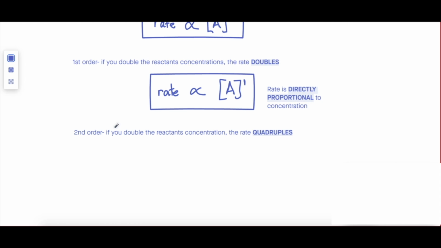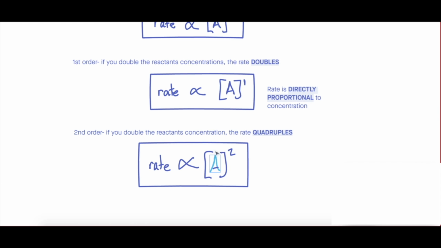The reason for that is because the rate is proportional to the reactant concentration squared. So if you double the reactant's concentration, the rate is going to double squared. 2 squared is 4, so it's going to be 4 times greater. That's why it quadruples. If you triple the reactant's concentration, you times it by 3, then your rate is going to be times 3 squared, so your rate will increase by a factor of 9. That's how you work out how the rate changes with concentration. It'll become more clear when we start looking at some examples.